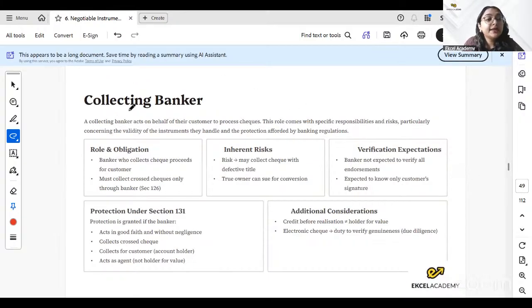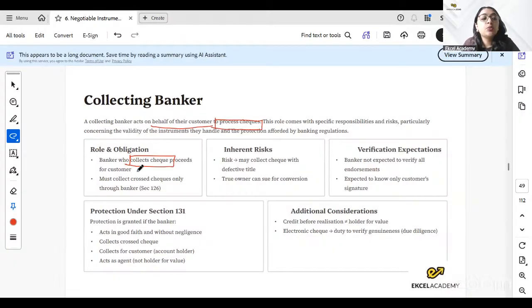Next is your collecting banker. Who is your collecting banker? Now we understood who is the paying banker, who is the collecting banker. The collecting banker acts on behalf of their customer to process the checks. This role comes with specific responsibilities, particularly the validity of instruments. We understood the paying banker is the banker who is liable to make the payment to the payee. The collecting banker is the one who collects the checks.